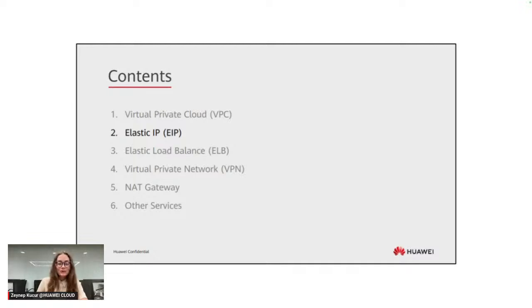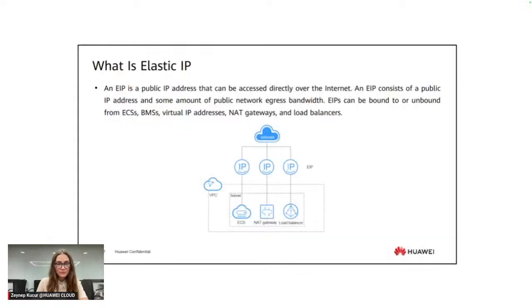Let's continue with EIP. We already mentioned what it is. And we said that elastic IP allows cloud resources to communicate with the internet using static public IP addresses and bandwidth. EIP is the public static IP name in Huawei Cloud. So they're called elastic IPs. They can be bound to or unbound from ECSs, DMSs, virtual IP addresses, NAT gateways, and load balancers.